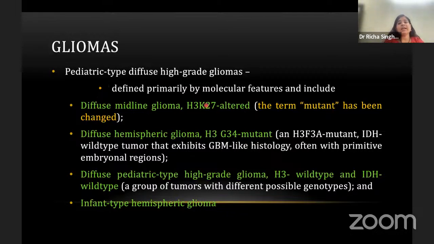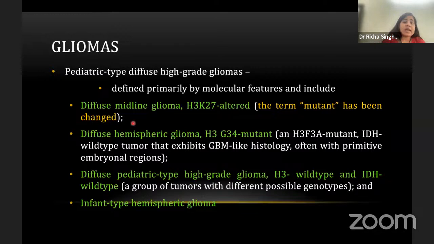The diffuse midline glioma, H3K27 altered. The term which was used in the 2016 classification was H3K27M mutant, but it has been changed to altered now because there are many other molecular and genetic abnormalities seen in these tumors. So the term has been changed to H3K27 altered.